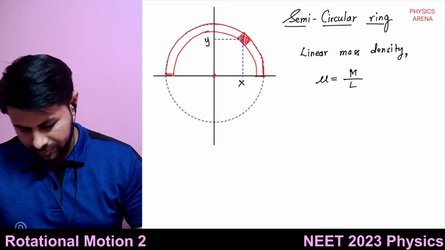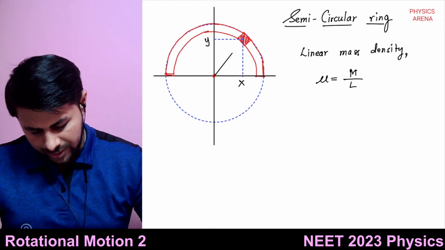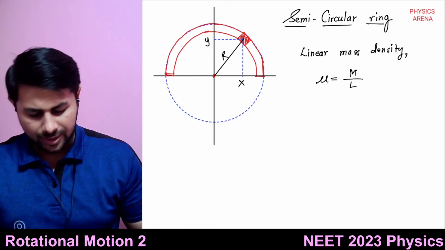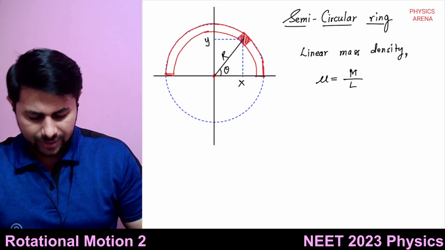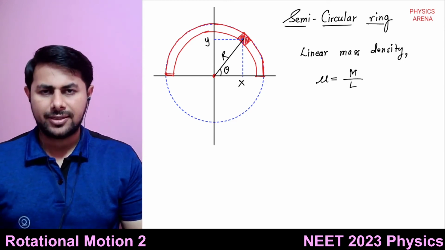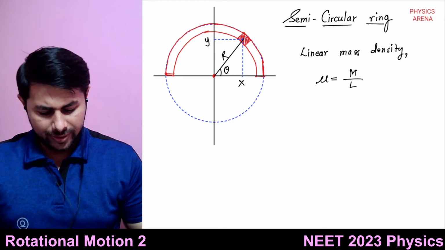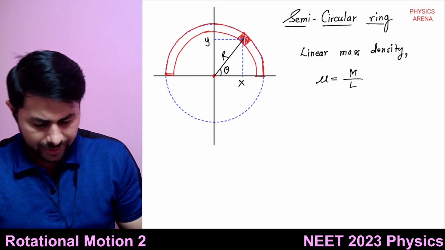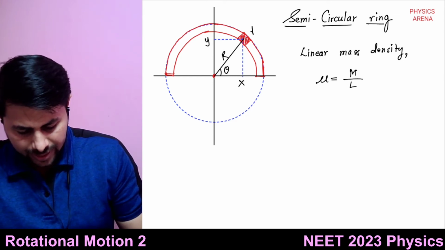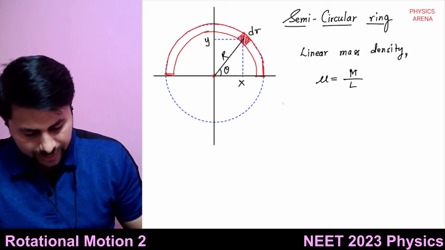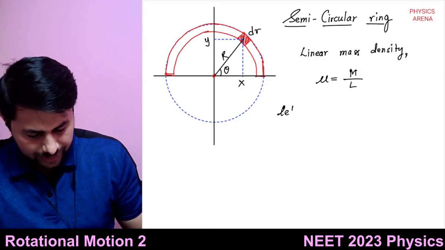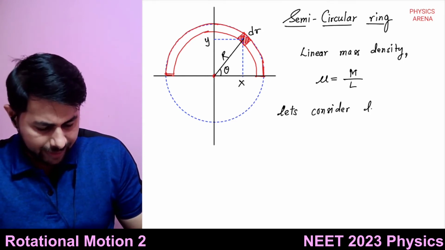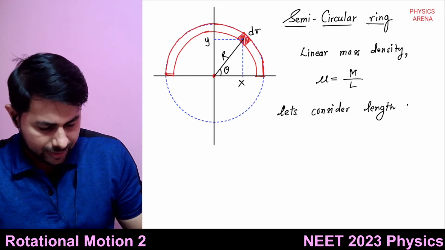So this is r, and this angle is theta. So we can say what is x and y. Let's suppose that this length segment is dr. Let's consider the length segment dr.